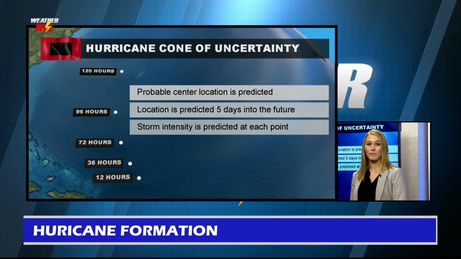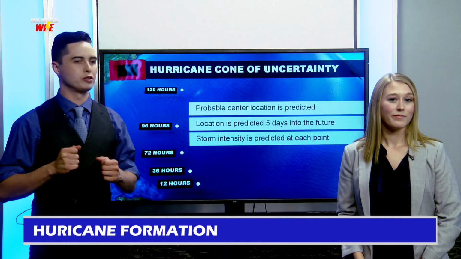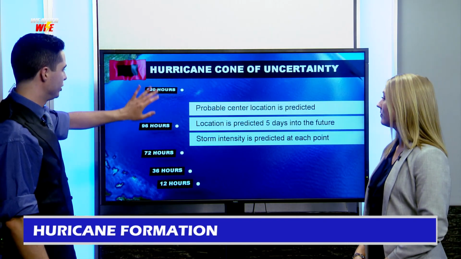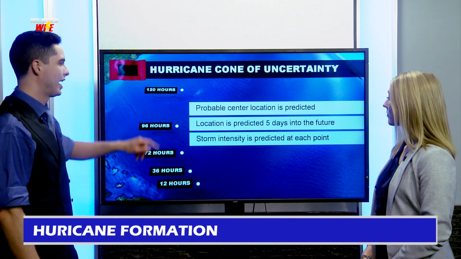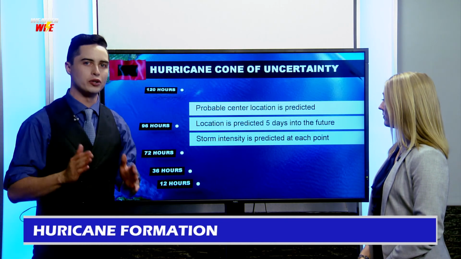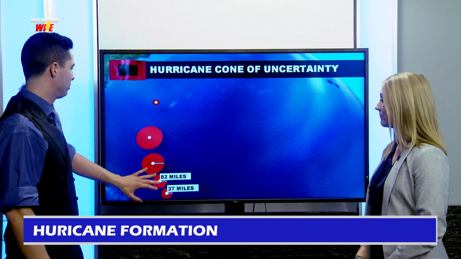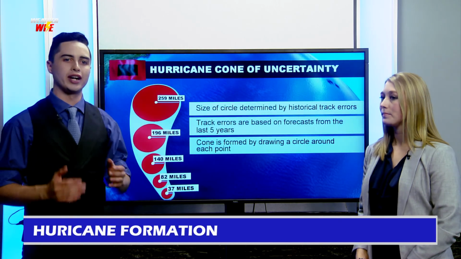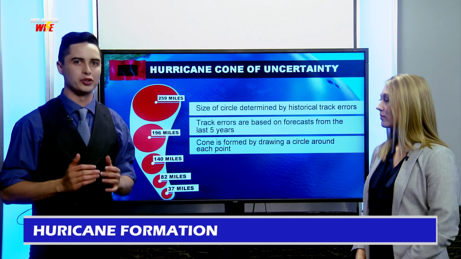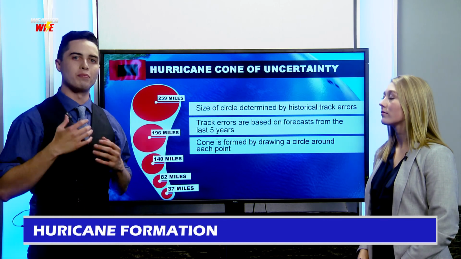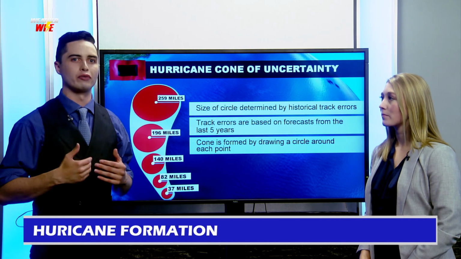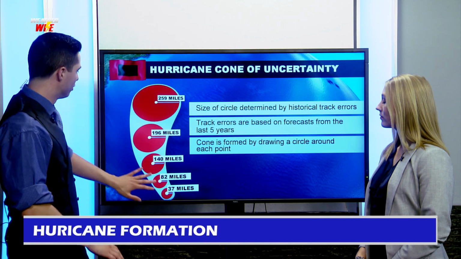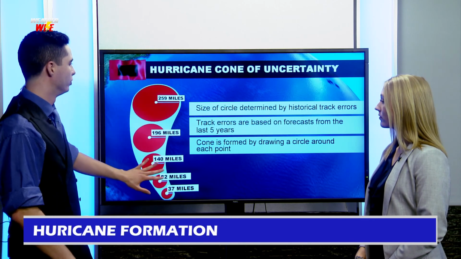So when we're talking about the cone of uncertainty, it's a probable forecast that's based off of our historical track errors. So the storm intensity is predicted at each of these points from 12 to 128 hours out. This is about 5 days into the future. So like I said before, it's based off our historical track errors. We actually reduced the hurricane cone size by 5% this year versus what we saw last year. So that's a big improvement by the National Hurricane Center. We've had a lot of really good forecasts, and it's been very exciting for the meteorological community that we're seeing these track errors improve as the years go on.